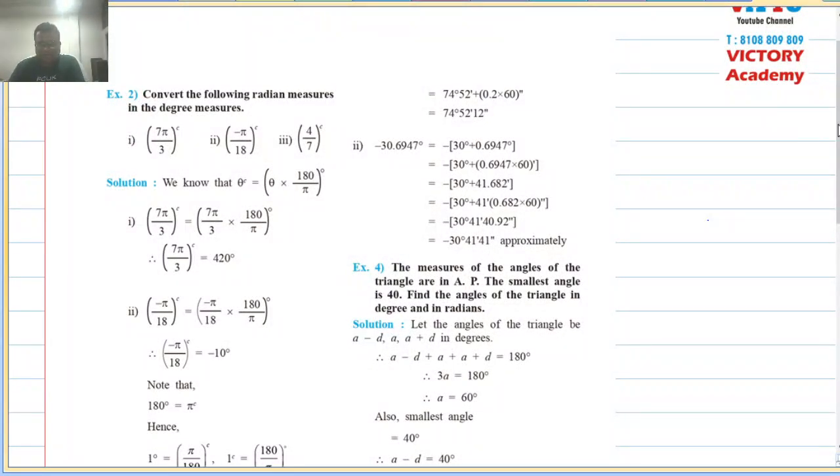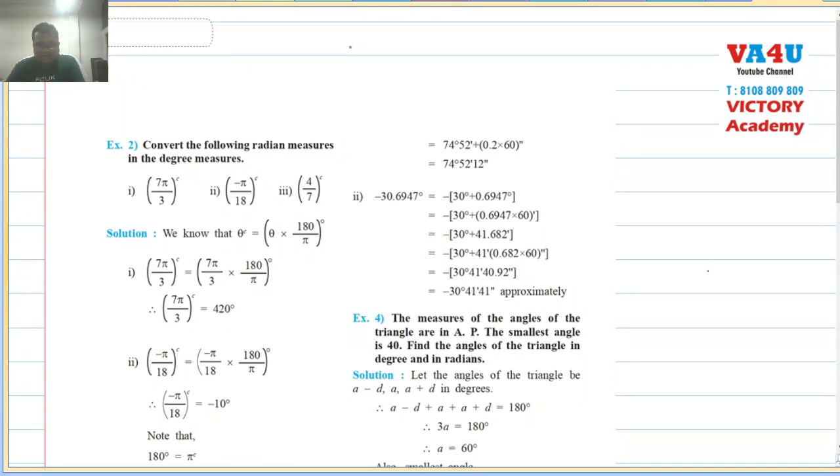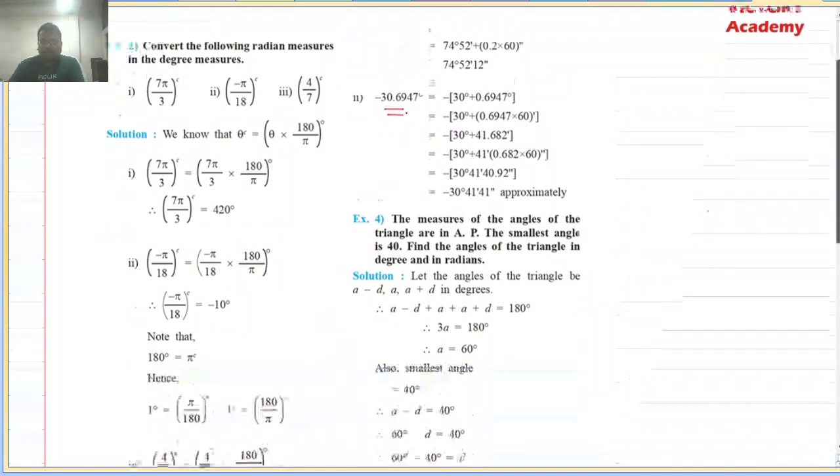So we are looking at lecture 2C. Two is the lesson, angles and measurements. C is the lecture, that is lecture number 3. Now we have to convert this degree measure into minutes and seconds measure.